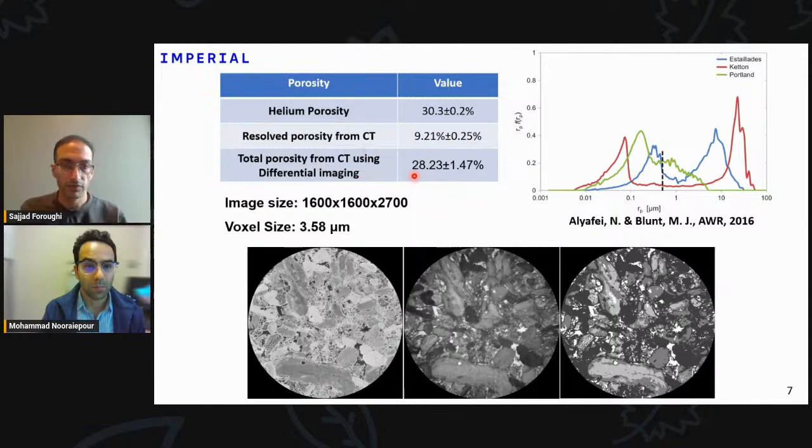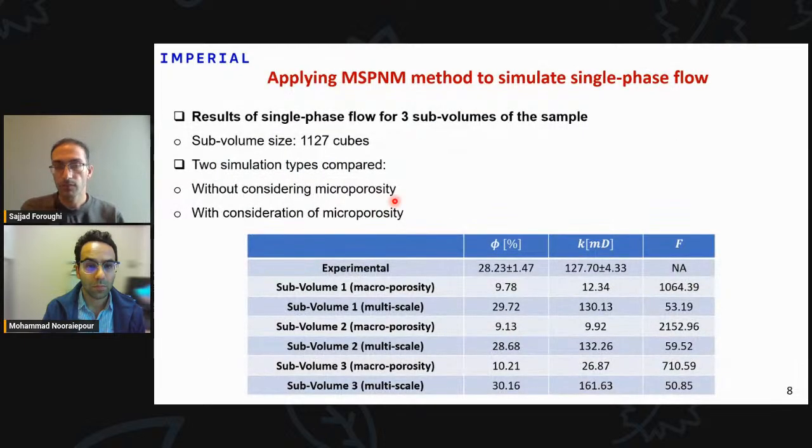And this is the porosity from differential imaging. You can see the differential imaging can get a result similar to the helium porosity, which shows the potential of differential imaging. So we select three subvolumes from this sample, with a size of 1,127 by 1,000 cubed, and we run the pore network modeling without considering the subresolution porosity and with the multiscale pore network.